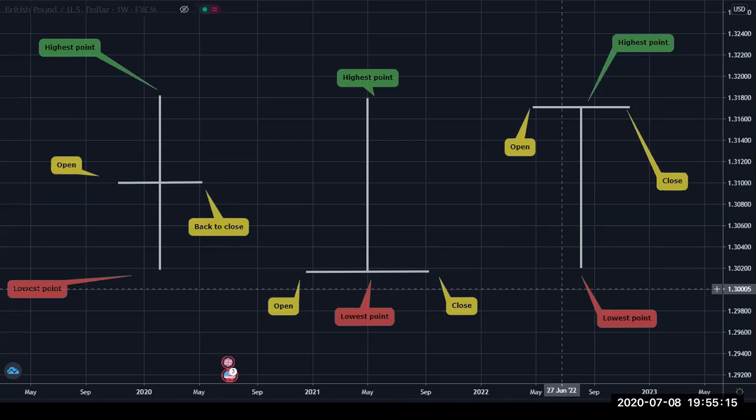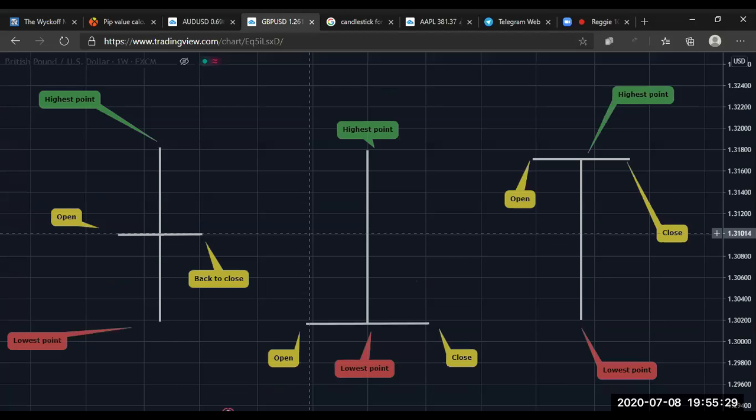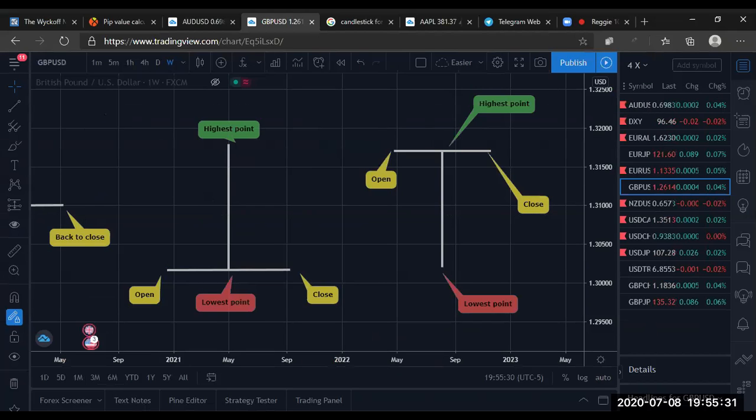But at the same time, these are good for reversals. That's why you have to understand. You have to really break down and understand the candles. And once you put them in real chart form, you'll understand exactly what I'm trying to say. Let me bring this up.